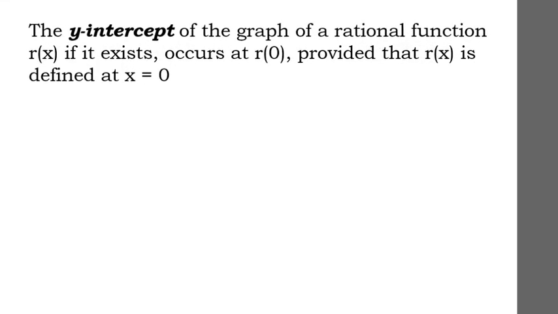Before the examples, let us first define the x-intercepts, the y-intercepts, and the zeros of rational functions. The y-intercept of the graph of a rational function r of x is, if it exists, of course, at r of 0, provided that r of x is defined at x equals 0. So in finding the y-intercept, we are going to set the value of x as 0.